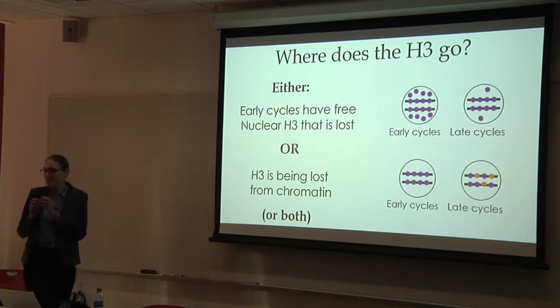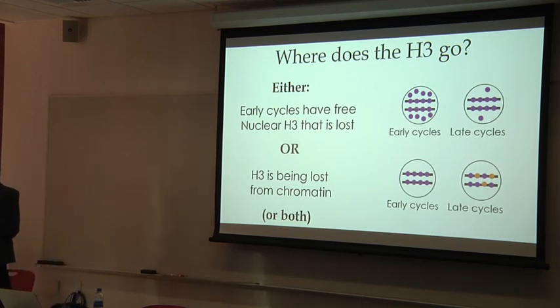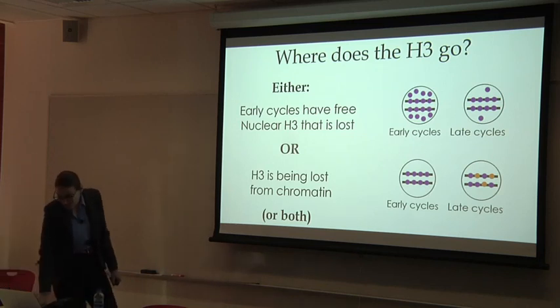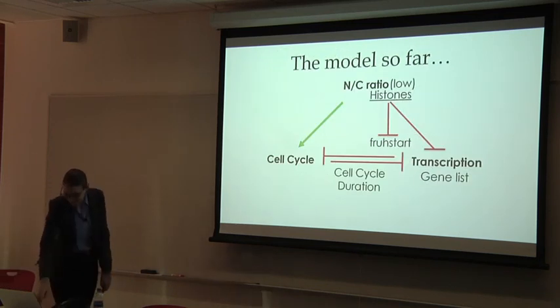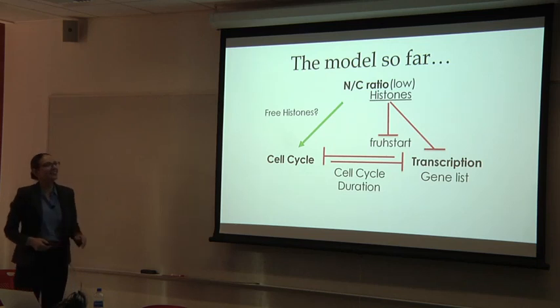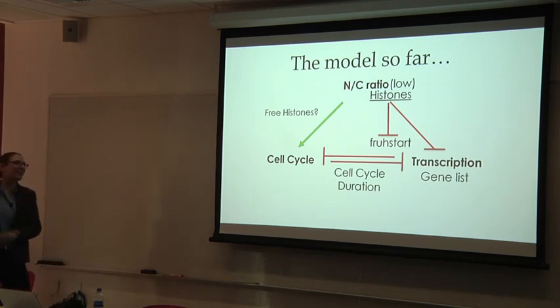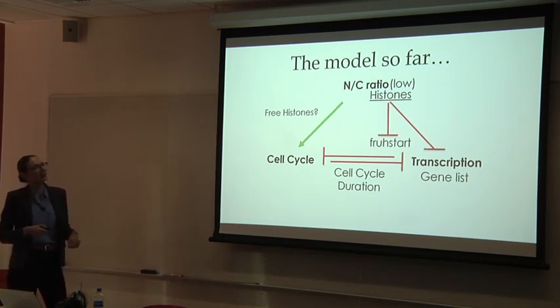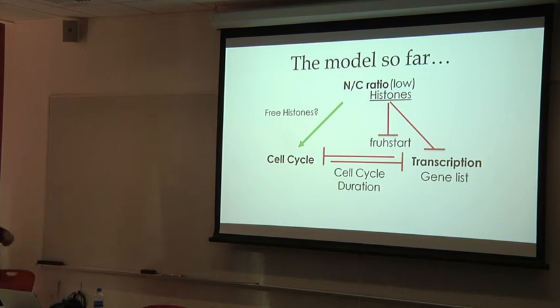Do you think that the excess nuclear H3 has anything to do with, earlier we were talking about histones in the nuclear cycle ratio, is that part of the reason it's inhibiting, that you have so much extra? Yes, I do. I do think that. So that's where I'm going. Thank you for the setup.